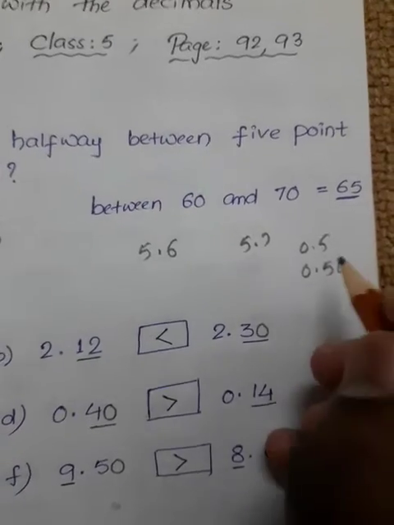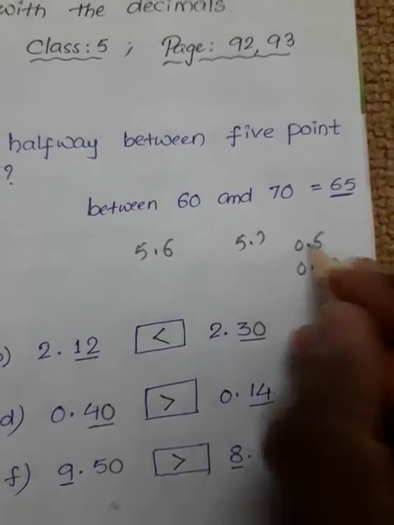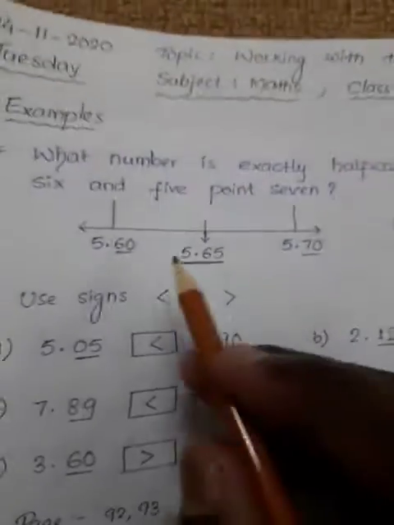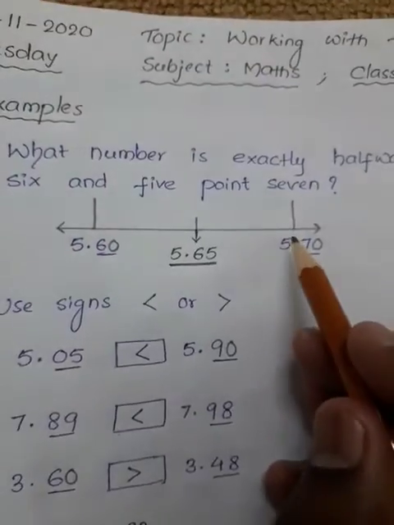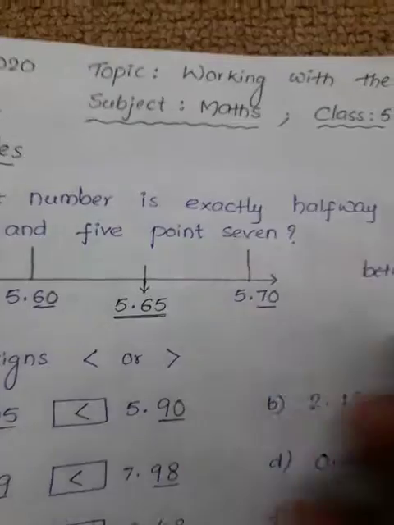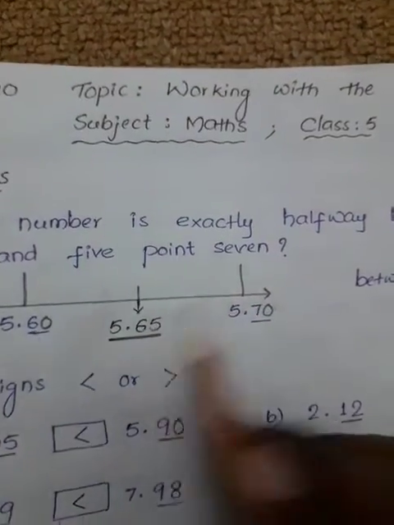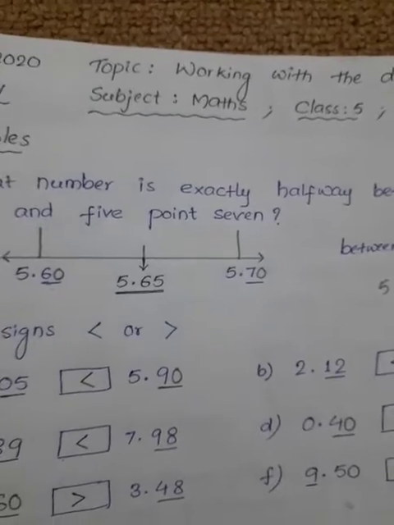Both are the same. I already explained this in the earlier classes, whenever we learned decimal facts. So you can add the 0. So here is the 0 and 0. So what is between 60 and 70? Between 60 and 70 is 65. So you can write directly 5.65. That's it. Here 60, here 70. So what is exactly between 60 and 70? 65. Okay, easy to understand.